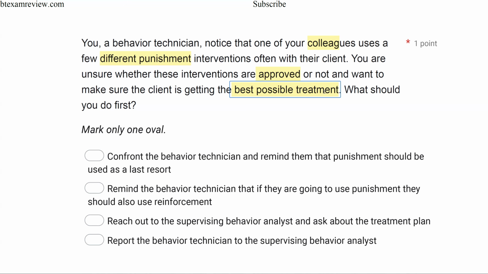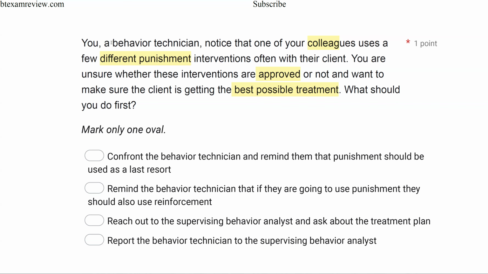What is your responsibility here as the technician to protect the client, of course, but you also need to be aware of what your role is in this particular environment and that your colleague is also doing a job. So what should you do first? A, confront the behavior technician and remind them that the punishment should be used as a last resort. It's not your role to train that technician or correct them. That's the supervisor's role, unless you're in some sort of lead position, and that is your responsibility.